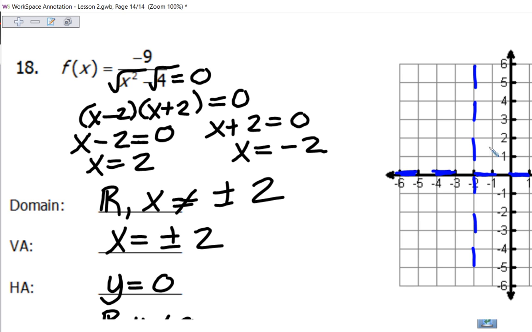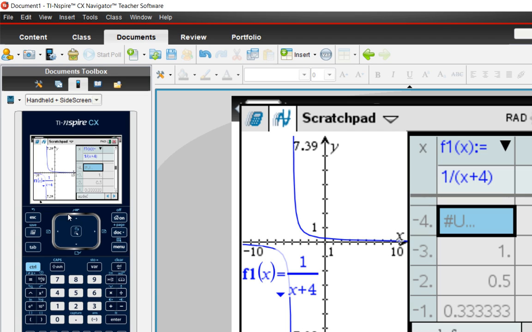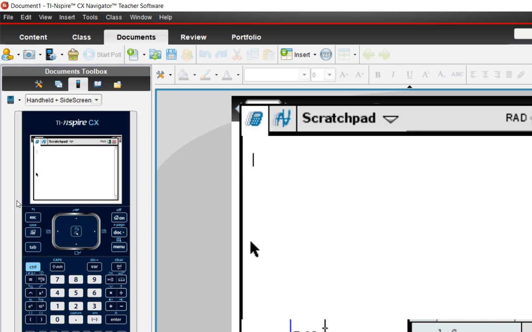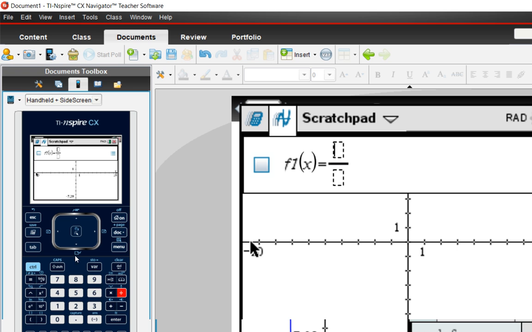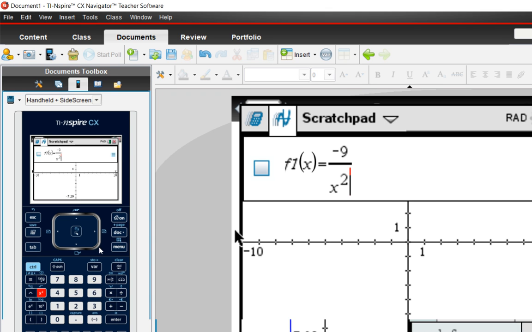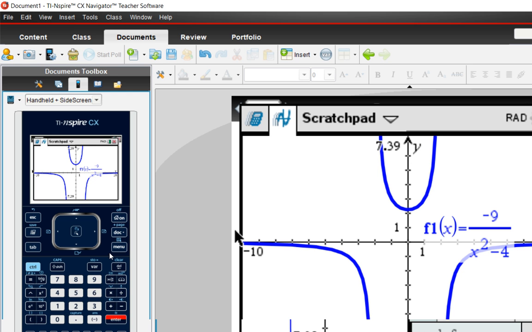Let's put it in the calculator. How do I clear this? Doc C. And control divide for a fraction. We have negative 9 in the numerator. In the denominator, we have x squared minus 4. So negative 9 up top, x squared minus 4 on the bottom. And then if you hit enter, what do you notice we're going to have here? 3 sections of the graph.